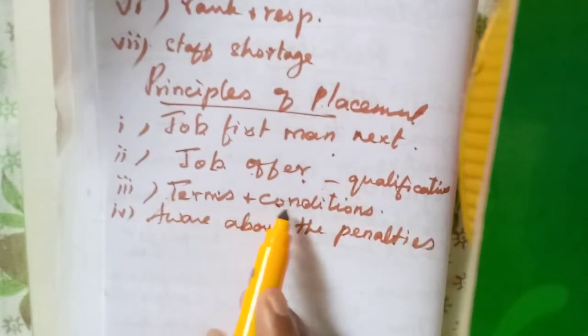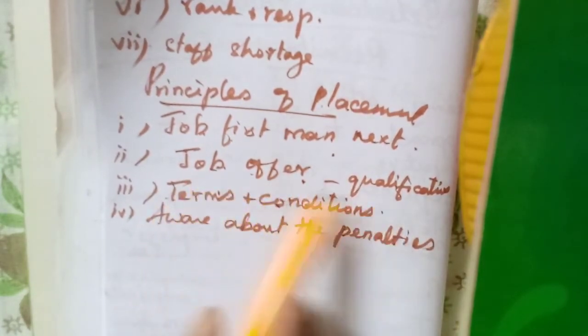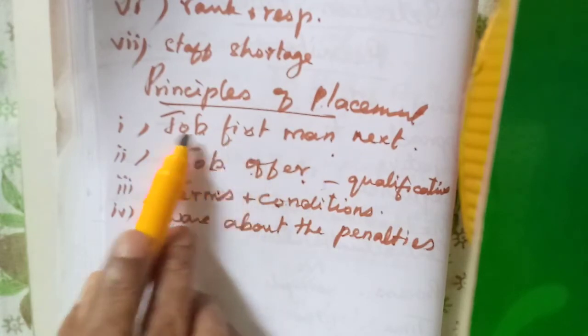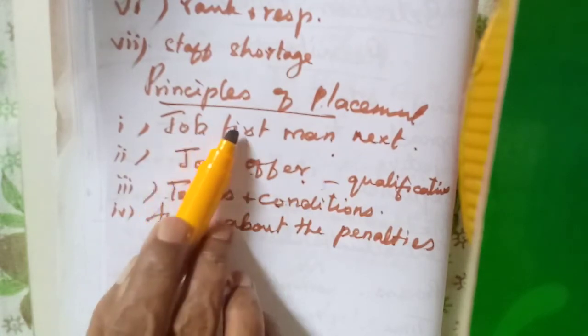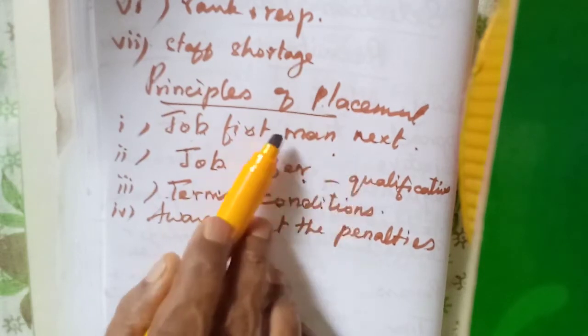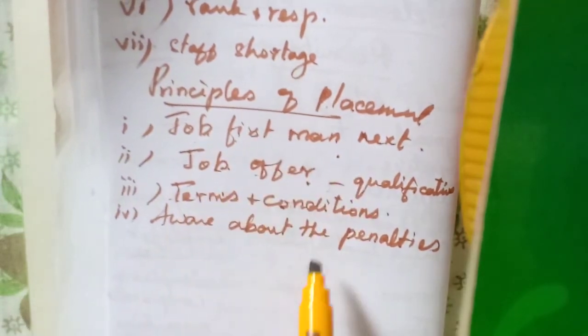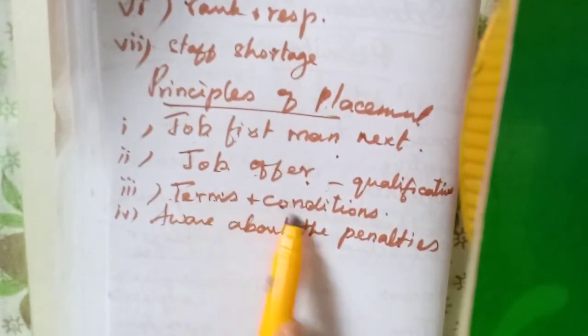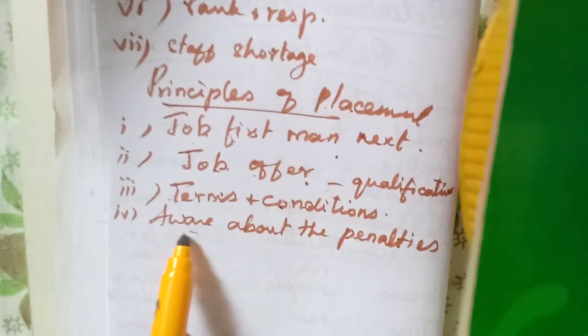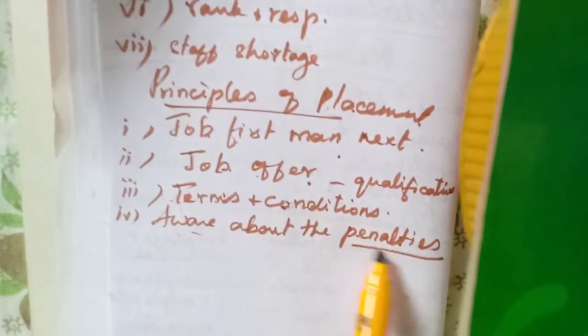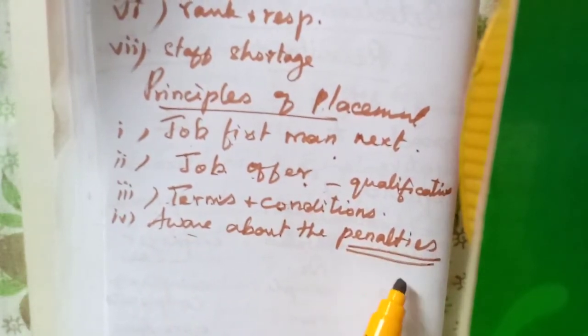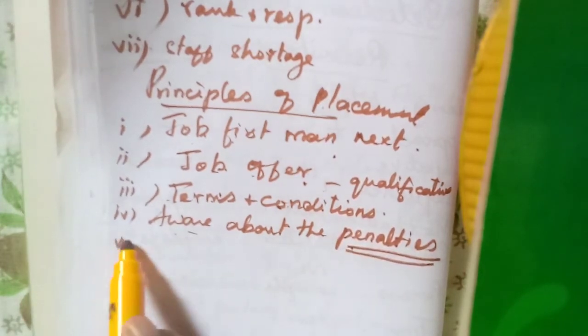The terms and conditions are explained. They are offered as per qualification. First, they have decided about the job, and for the job, they have appointed the men. So, if they do not follow the terms and conditions, they must be known about the penalties, the fine or the punishment they will be given if they do not perform the work properly.